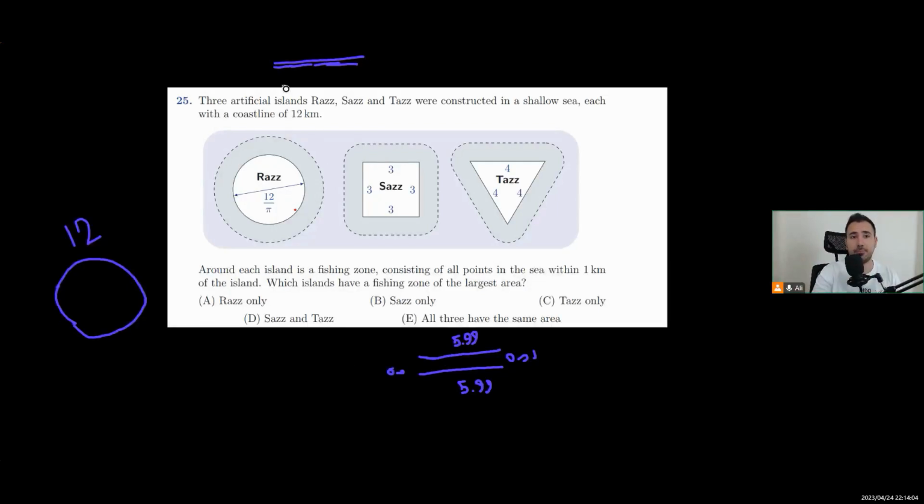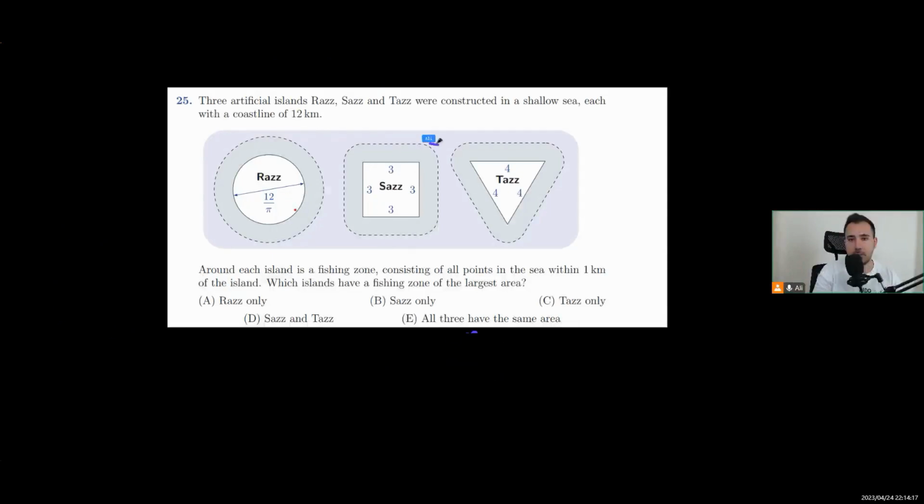We need to check. Okay, so for this one, because I don't want to go and find the area for all of them, I'll make an easy example, right? So for all of them, to make them simple, I'm going to compare these two shapes. Okay, so the inside area will be 3 times 3. This would be 5. So this shape, the fishing area, would be 25 minus 9, 16.